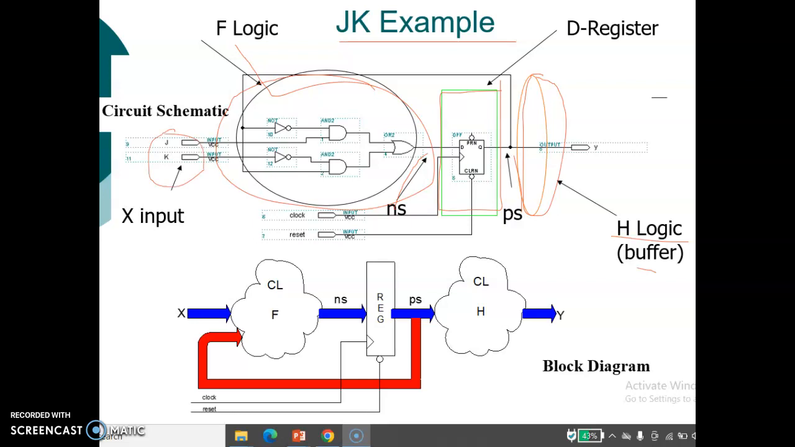Here X input, block diagram, X vector, combinational logic F logic, combinational logic H. Next state, here present state, here register, here Y vector, here clock, here reset.